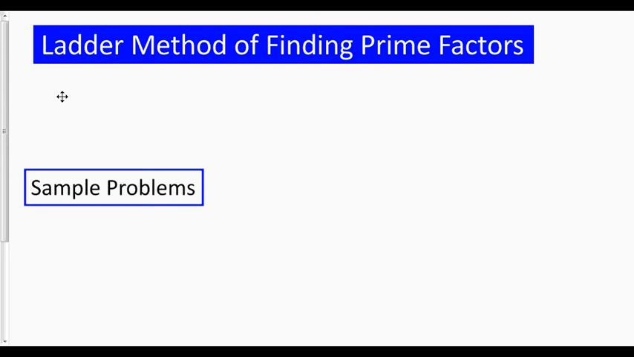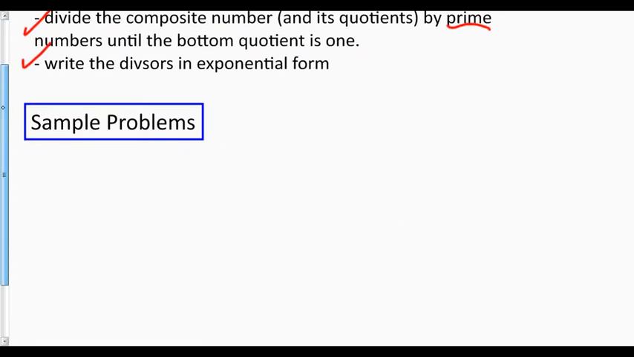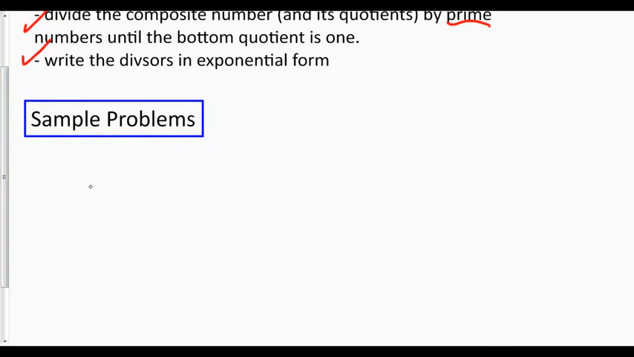So we're going to use the ladder method to find prime factors. The way we do that is we're going to divide the composite number and its quotients by prime numbers. It's got to be prime that we're dividing by until the bottom quotient is 1. And then we're going to write the divisors in exponential form. So let's take a look at a sample here.